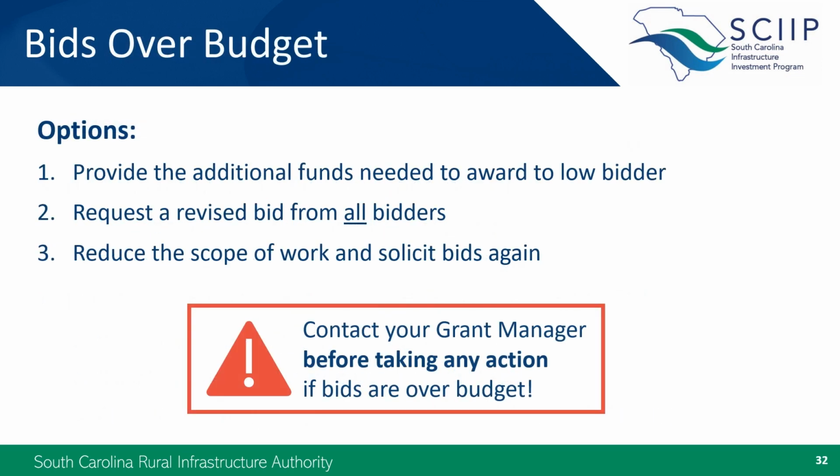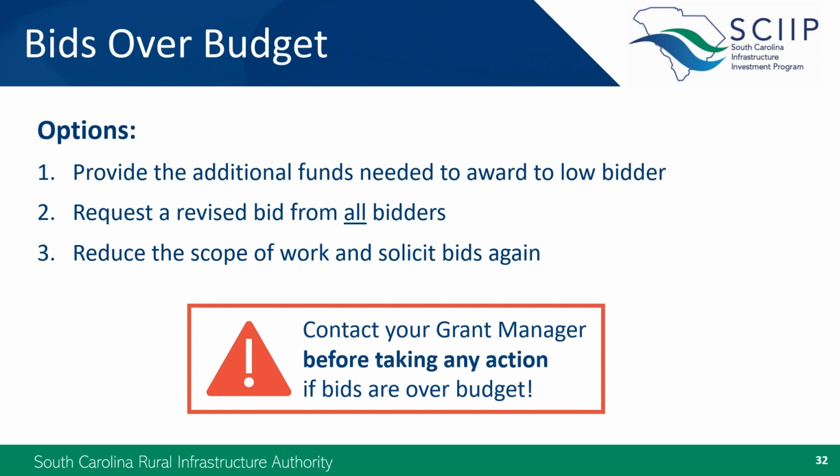In the event that all bids come in over budget, the grantee generally has three options. First, if you can provide the extra funds needed, you can go ahead and award the contract to the low bidder as normal. In this case, we will require you to submit a written commitment for the additional funds prior to executing the contract. Second, you can negotiate with all qualified bidders by requesting a revised bid from all bidders. For those of you who have had RIA grants in the past, this is different from our normal procedures, but it is in line with federal requirements.